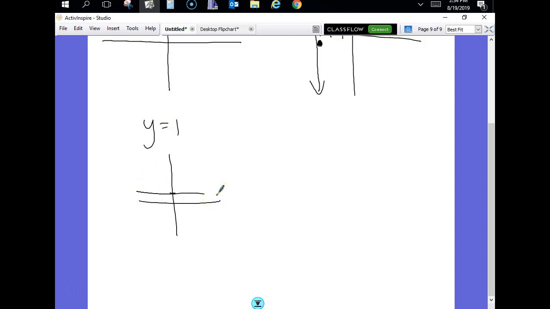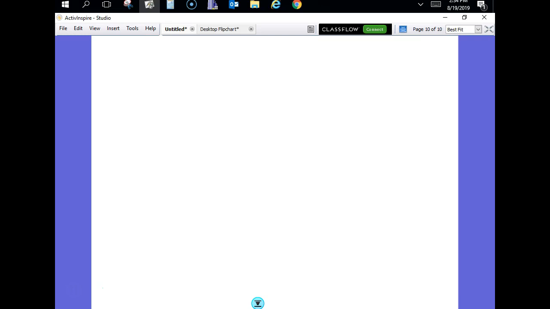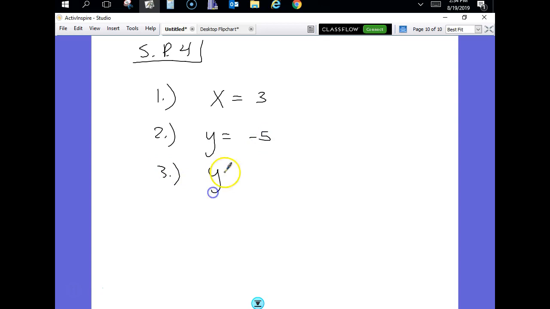Okay? So I'm going to throw 2 problems at you right now, and that will be just about it for the day. So here we go. Student practice. What are we on now? 4. Sweet. All right, so here we go. I want you guys to graph x equals 3. I want you guys to graph y equals -5. And then I want you guys to graph a really weird one.